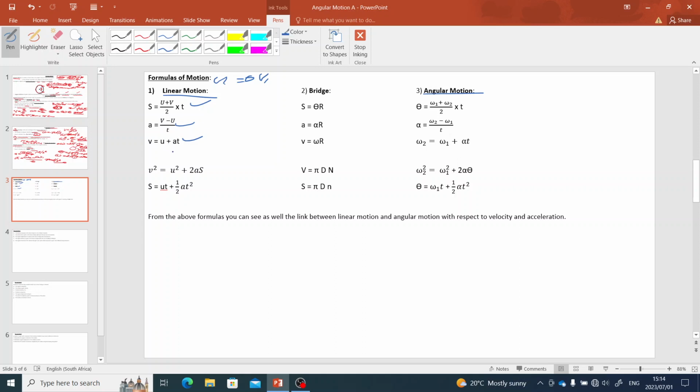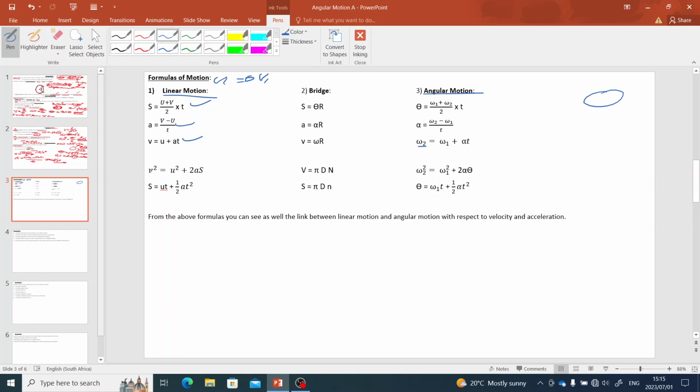These formulas, we know them, hence I wrote them this way so that you can see that what we are dealing with under angular motion is not new. The only thing is that it has occurred on the circular course, that's it. It is the same formulas. Then we have omega 2, V final, equals omega 1 plus alpha multiplied by time, angular acceleration multiplied by time.